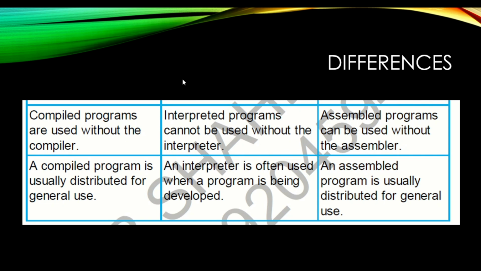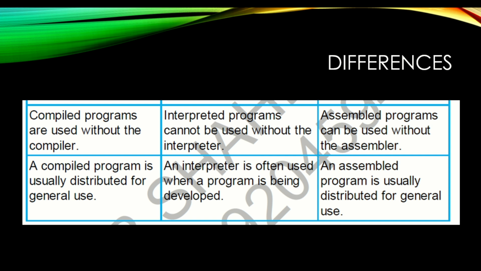For a compiler, compiled programs are used without the compiler. Interpreted programs cannot be used without the interpreter. There is need for the interpreter to be present. Assembled programs can be used without the assembler.